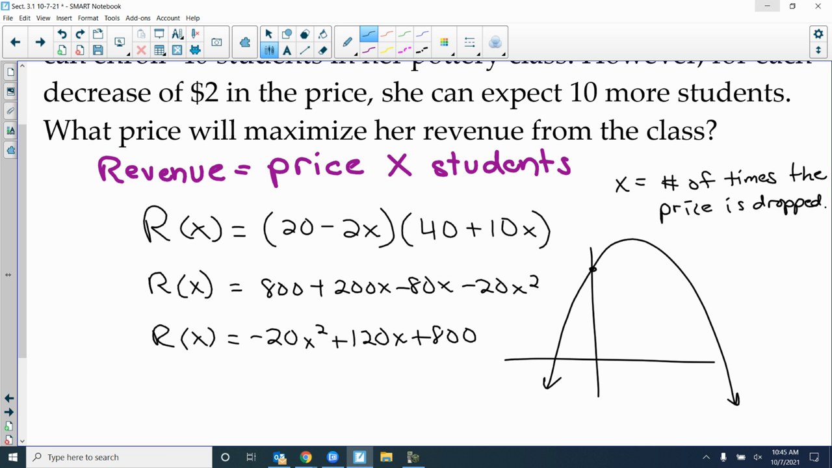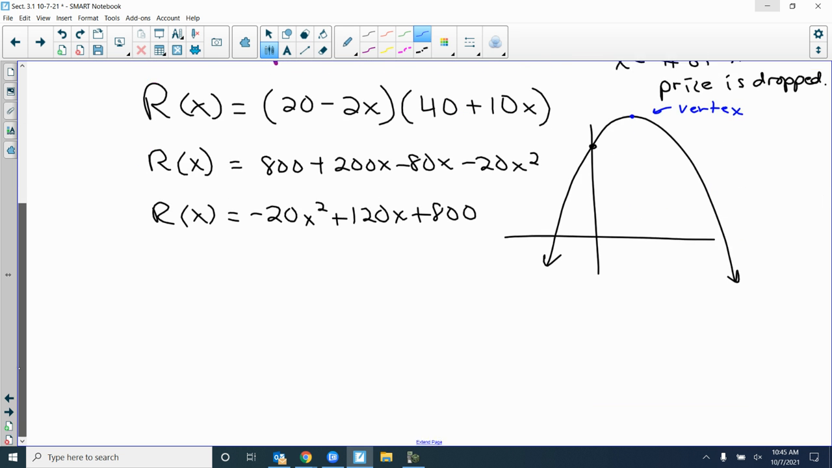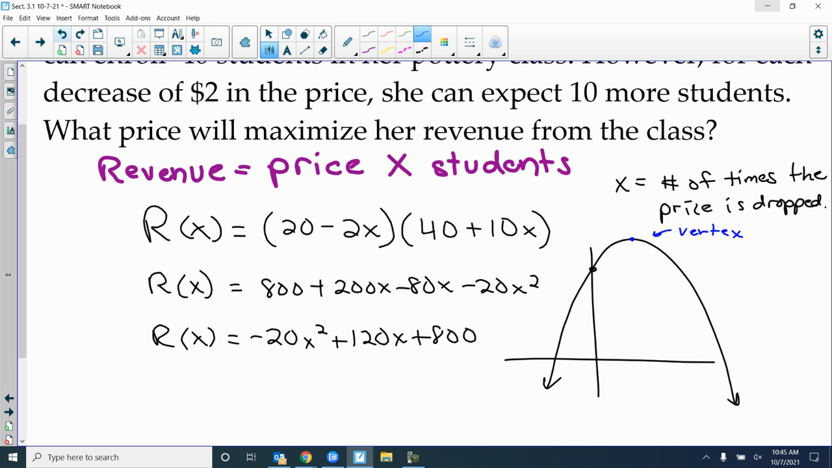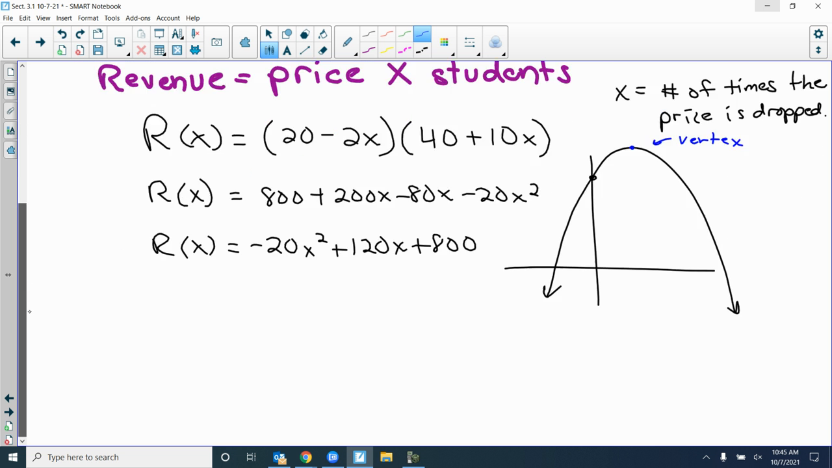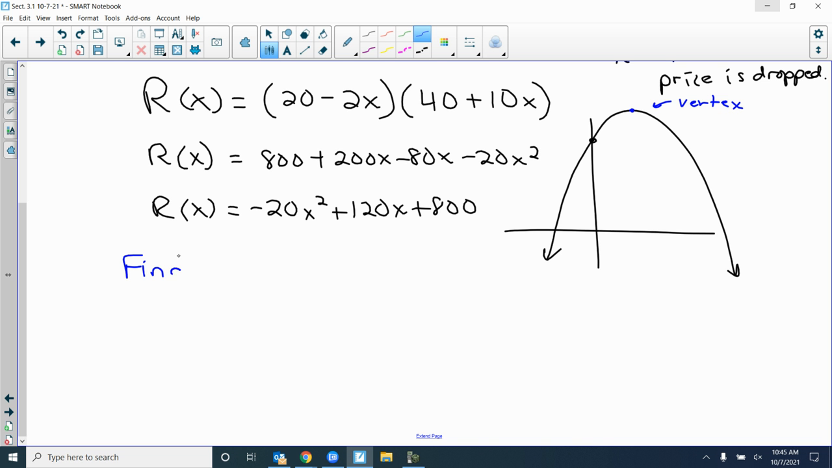What do you think we need to find to answer this problem? The vertex. We want to know what price will maximize her revenue. This is the revenue. We want to know this vertex right here. Okay? I'm going to use that h equals negative b over 2a. I'm not going to do the completing the square. So find h equals negative b over 2a. See what you come up with.